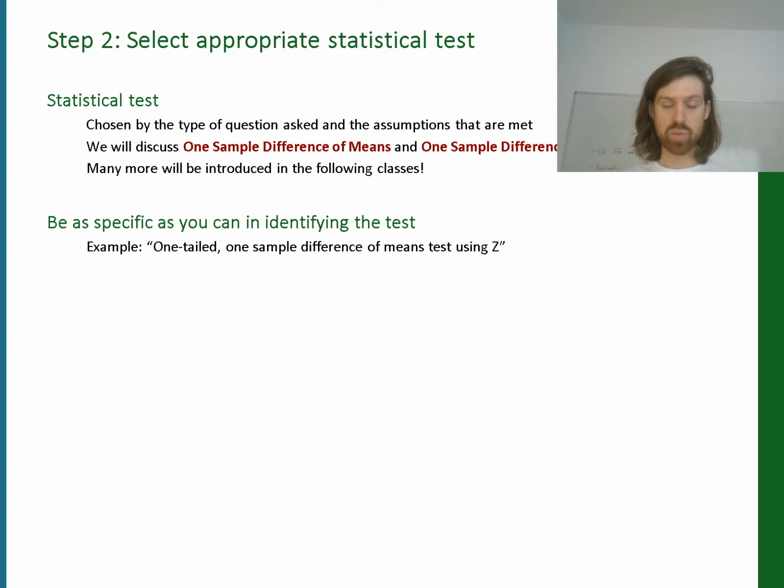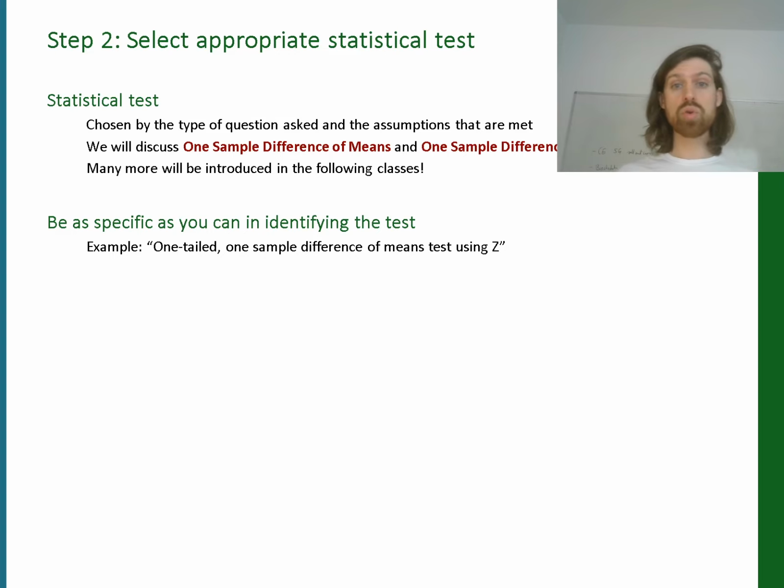Step two, we need to actually work out the appropriate statistical test. So this is basically going to be chosen by the type of question that's asked and the assumptions that are actually met. So in this case, today we're going to be going over one sample difference of means tests and one sample difference of proportions tests. So it's fairly easy, fairly straightforward.